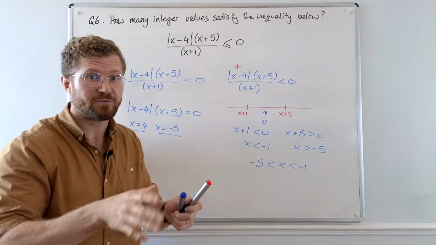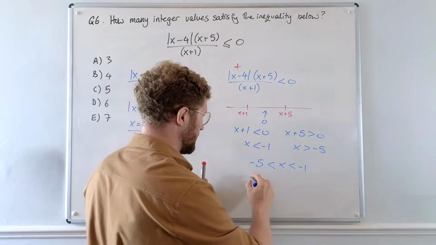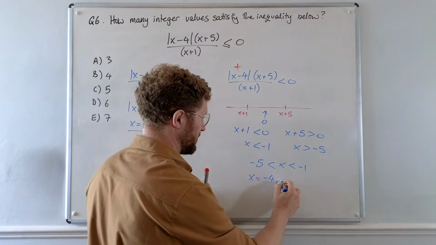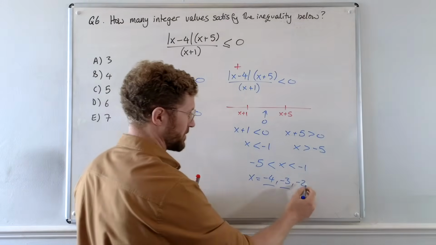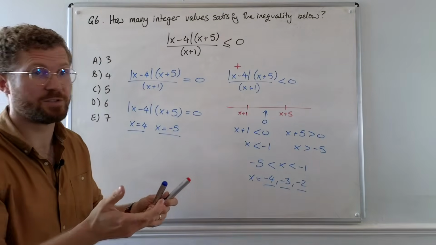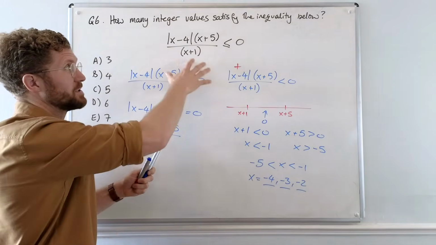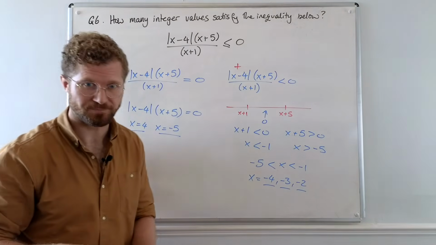And now the integer values that satisfy this would be x equals negative 4, negative 3, or negative 2. So I've got three values there, two values here, a total of 5 integer values that make this inequality work. And so the answer to this question is 5.